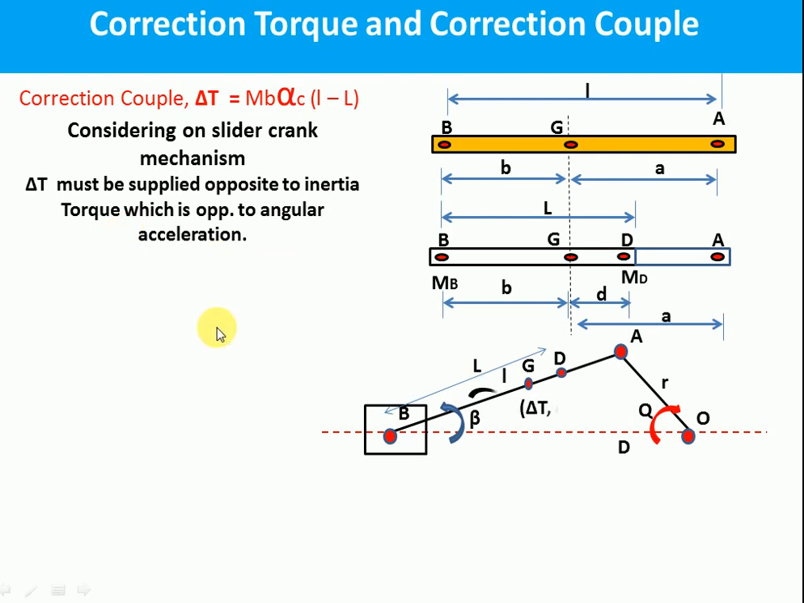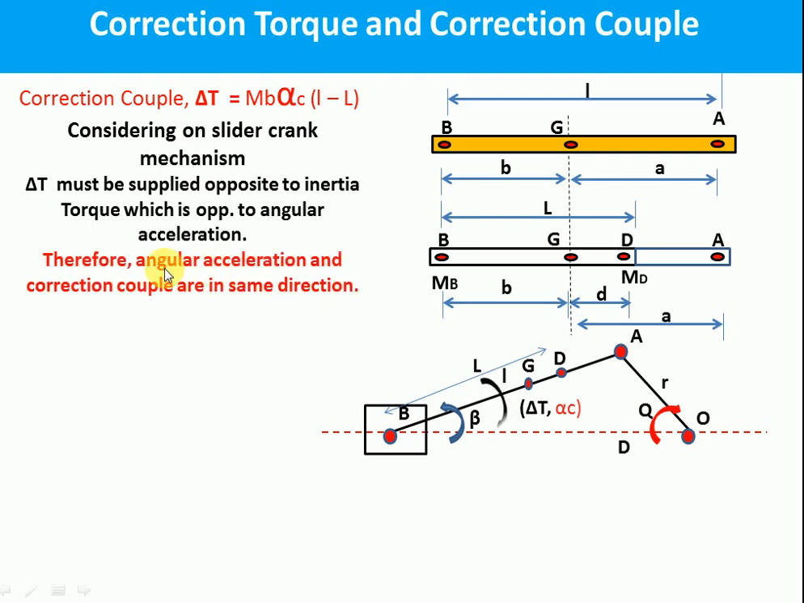Or we can say that angular acceleration and correction couple have the same direction. Therefore, angular acceleration and correction couple are in the same direction. That is, if angular acceleration is clockwise, delta T will also be clockwise, and vice versa.